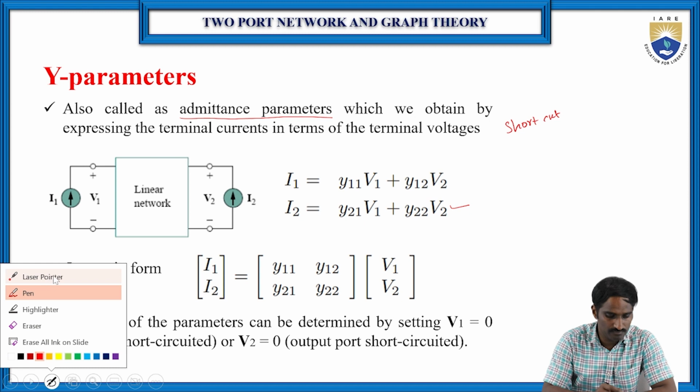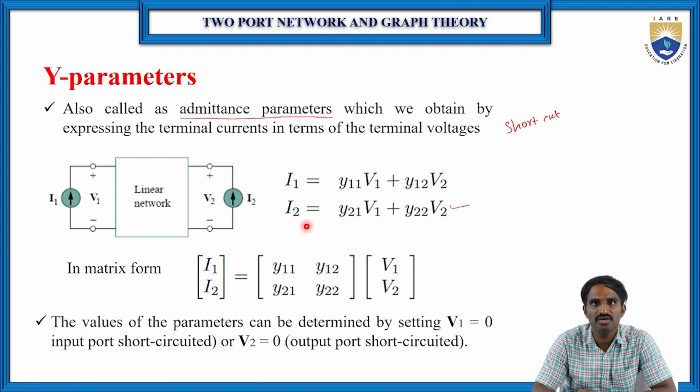This is the way we can write the equations for the admittance parameters. We can also write these admittance parameters in matrix form: I1, I2 is equal to Y11, Y12, Y21, Y22 into V1, V2. Here the I1, I2 matrix is called the current matrix, this is the admittance matrix, and this is the voltage matrix.